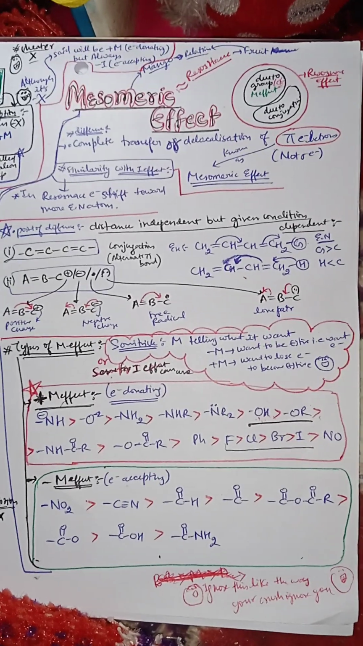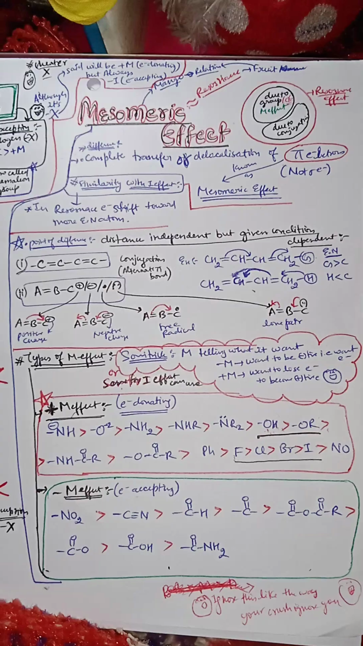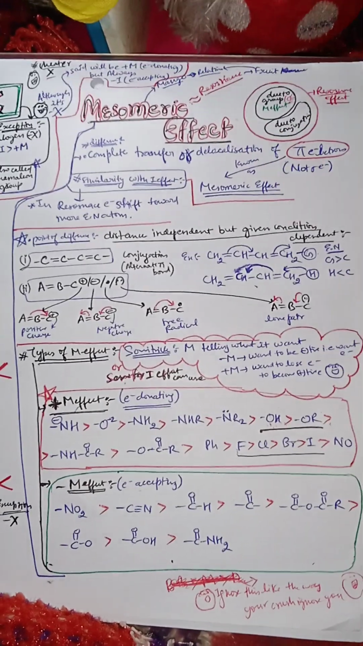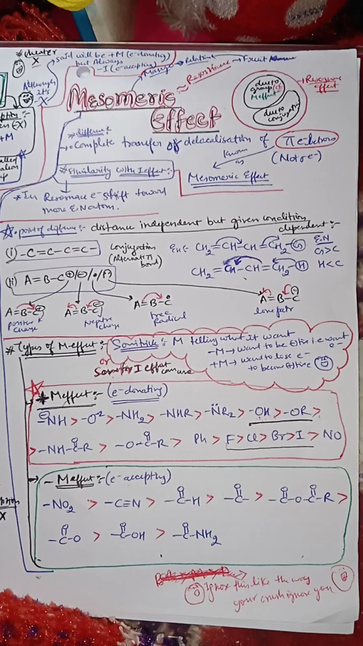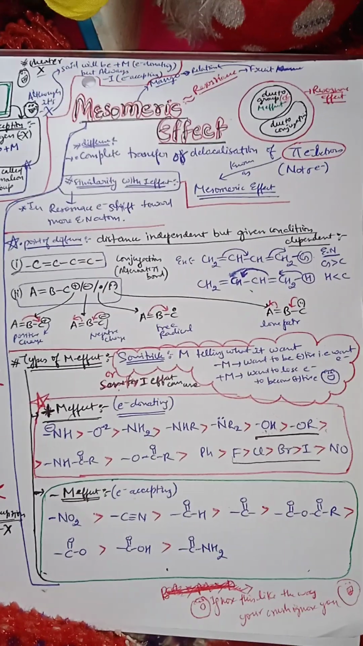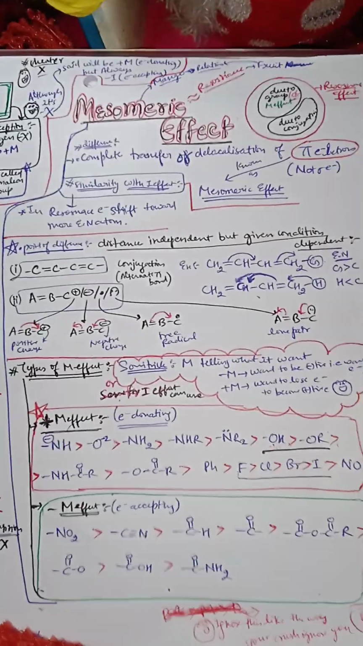So today we're going to learn Mesomeric effect within 10 minutes. Mesomeric effect, also known as resonance effect, is a very important effect because it is the second strongest effect of JEE GOC, and it is more important than inductive effect, which we covered yesterday.